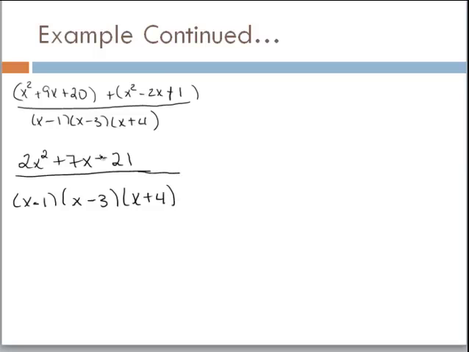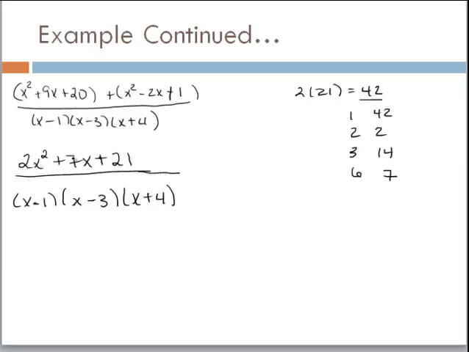Now we need to see if this numerator will factor some more. Remember, you do the AC method, so 2 times 21 is 42. You need to list the factors of 42. So 1 and 42, 2 and 21, 3 and 14, 4 won't work, 5 won't work, 6 and 7. So it's all of these, or you could have the negatives of all of these.